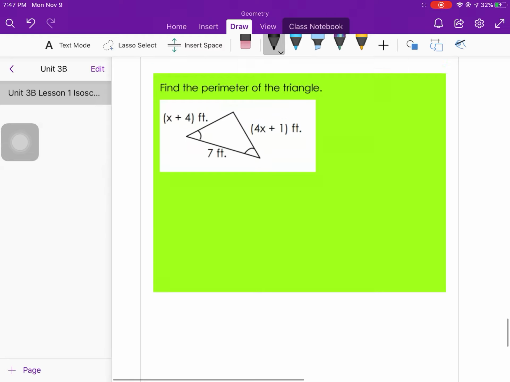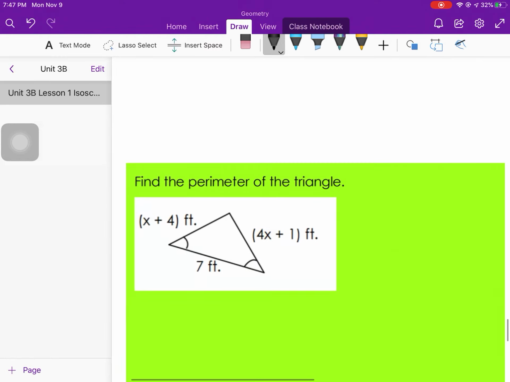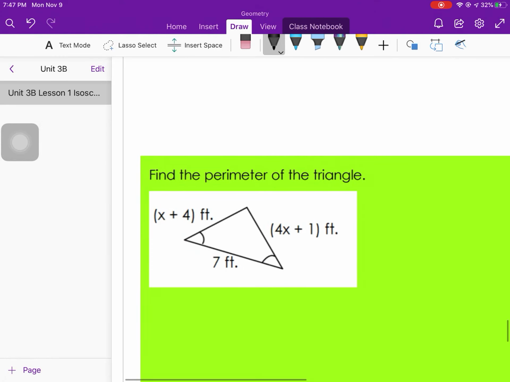I think this is our last, yeah, this is the last one here. Find the perimeter of the triangle. Remember that perimeter, well, we'll get to that in a second. Let's start by finding X first. We have X plus 4, we have 4X plus 1, and we know that these two angles down here are the same. Therefore, the sides across from them, we draw our arrows, that helps, are also the same. So let's do X plus 4 equals 4X plus 1.